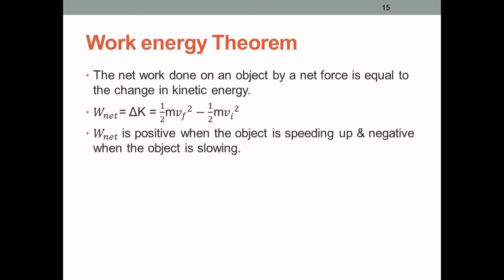Work energy theorem. The net work done on an object by a net force is equal to the change in kinetic energy. That's how we state work energy theorem. Work net is change in kinetic energy, which is half m v final squared minus half m v initial squared. Work net is positive when the object is speeding up, and it is negative when the object is slowing down.